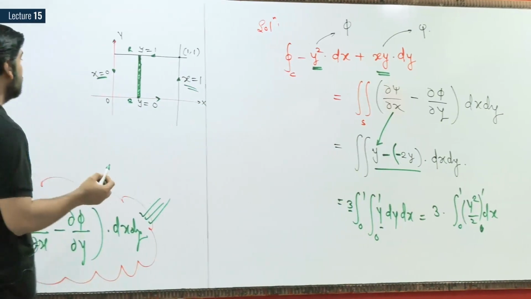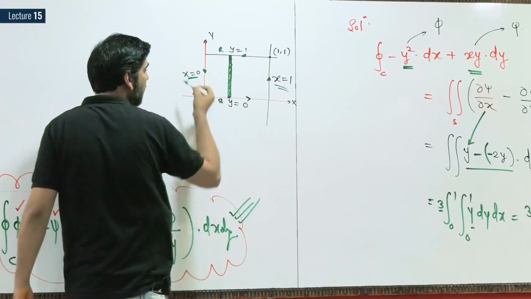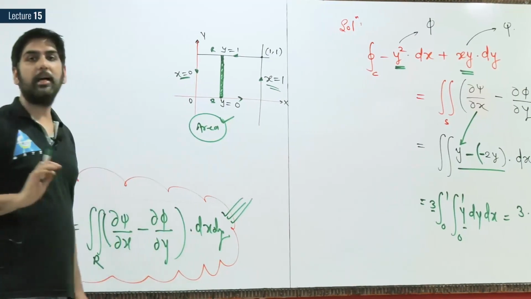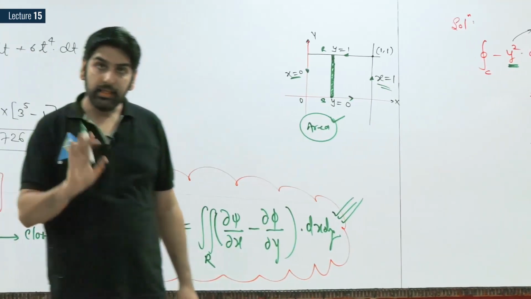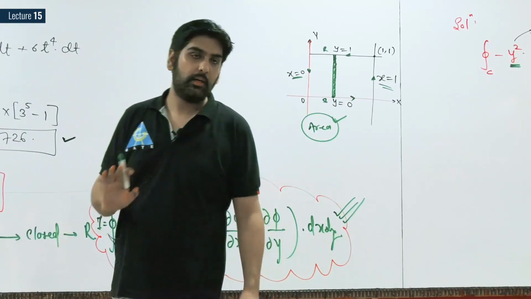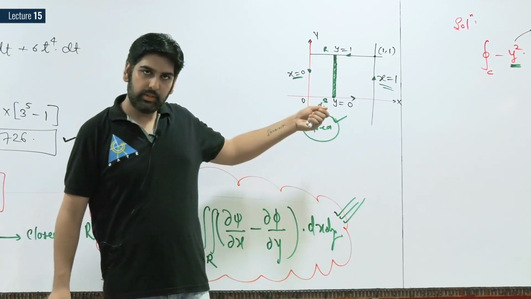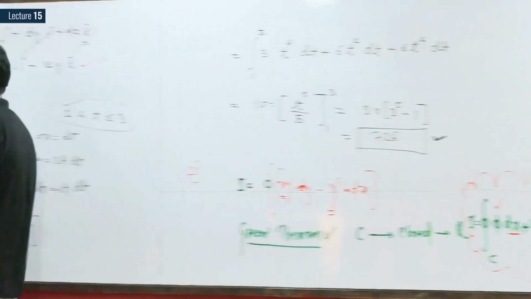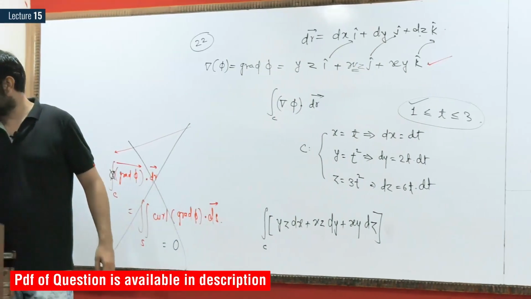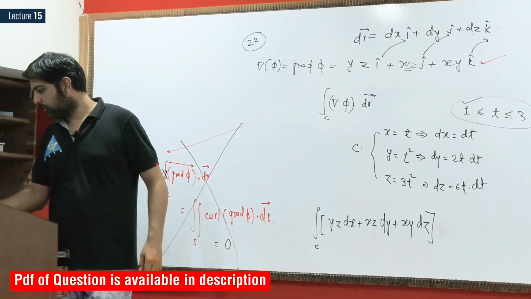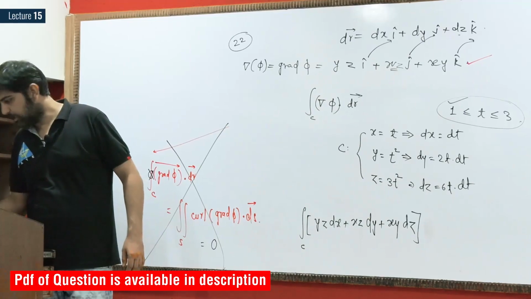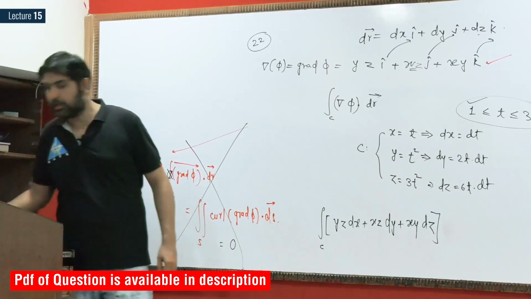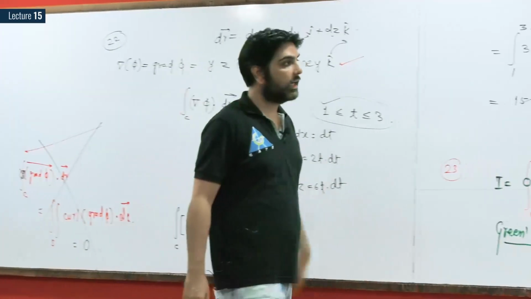Now what is the limit? You can see this area, and if you are not able to evaluate the limit, please revise chapter number 3. We have done it plenty of times in chapter number 3. So this is our answer. Let me check the option. For question number 23, option C, 3 by 2, is the correct answer.